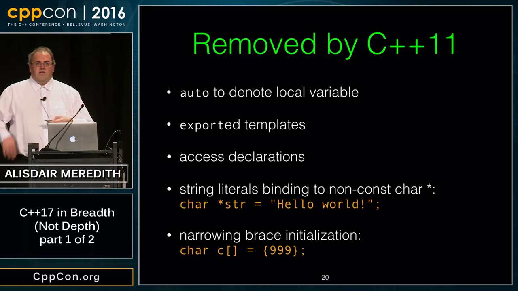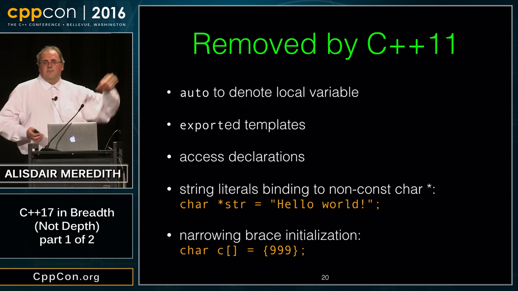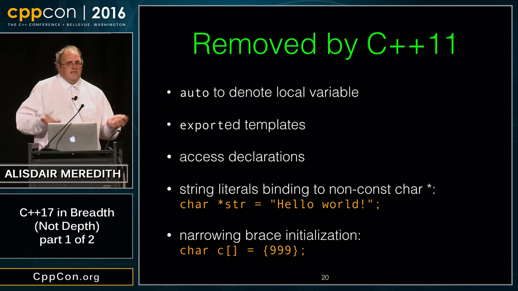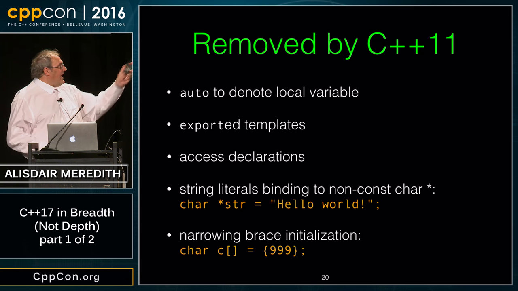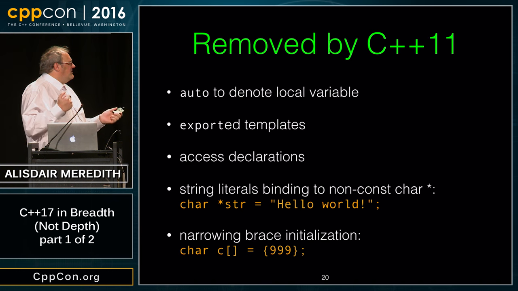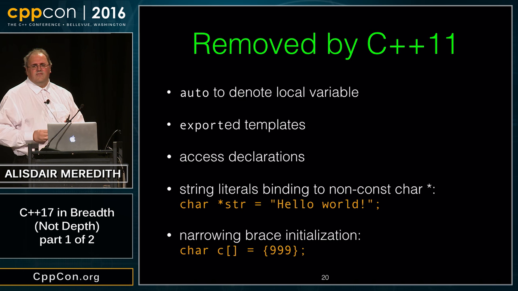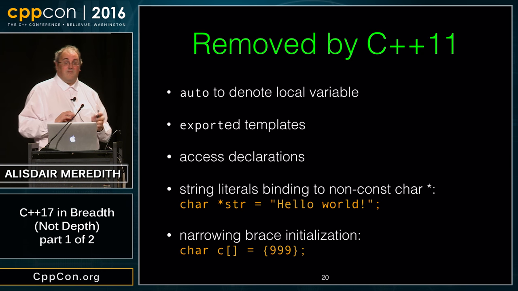So auto, in a non-deduction context, just to say this is a local variable, was removed. Exported templates, because there were very, very few shipping implementations, and those that shipped didn't get widespread use. The use we had didn't show it to be as useful a feature as we had hoped for. Access declarations, I can't even remember what they were, but they were a syntax that you could use to, I think, mark things public and private in a slightly different way than we did back in 98. So that was a pre-98 syntax that hopefully nobody remembered and we quietly removed.